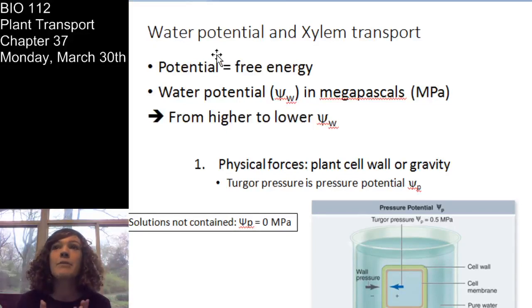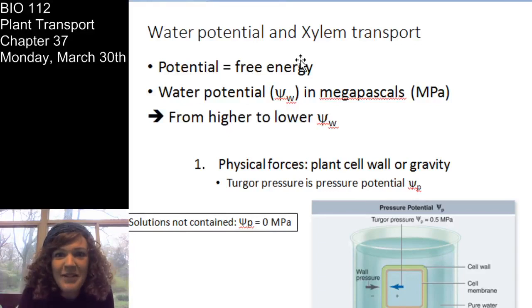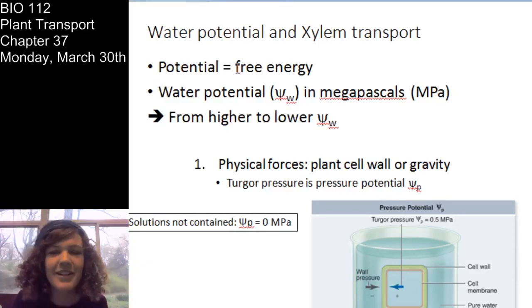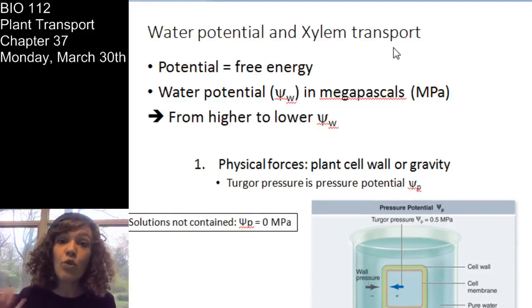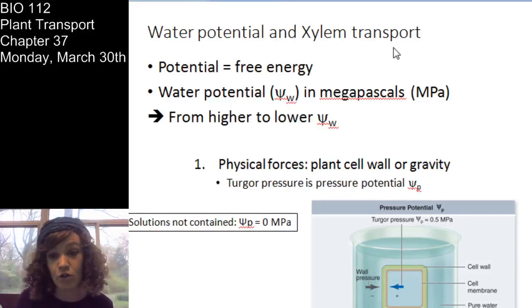Whenever we talk about something's potential, potential is basically just free energy. Potential is the capacity of something to do work. So water potential is the capacity of water to do work. It's measured in megapascals. Megapascals are basically just a unit of pressure.